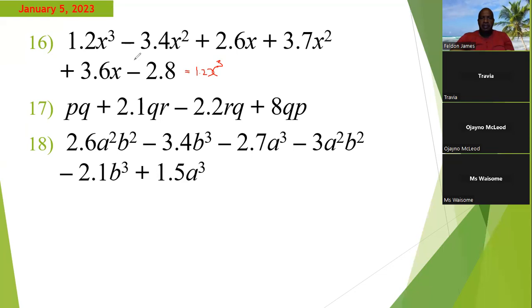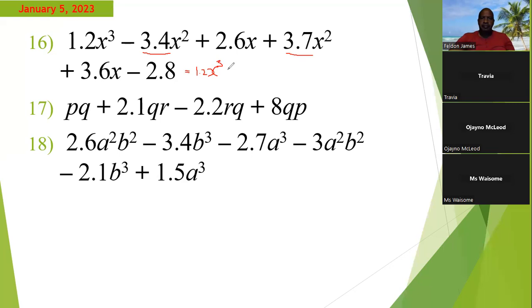Yes, sir. So the next one we're going to look at now, the like terms. Negative 3.4x to the second power and 3.7x to the second power. One is negative. So what are you going to do? Add them, sir. All right. If you add a positive and a negative, what's going to happen here? You're going to get a negative answer?